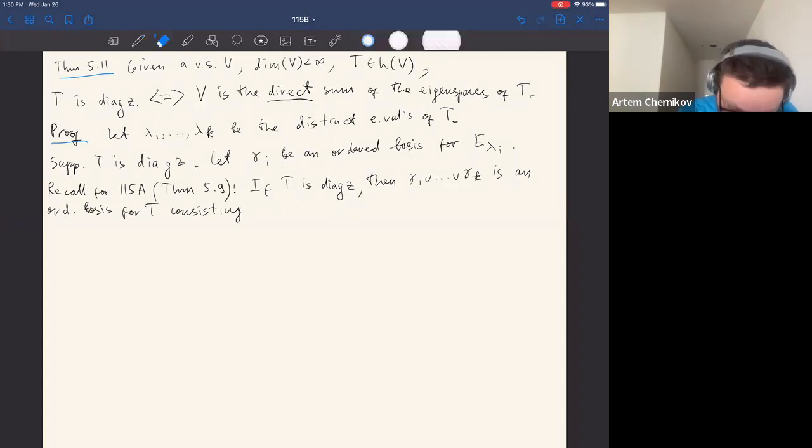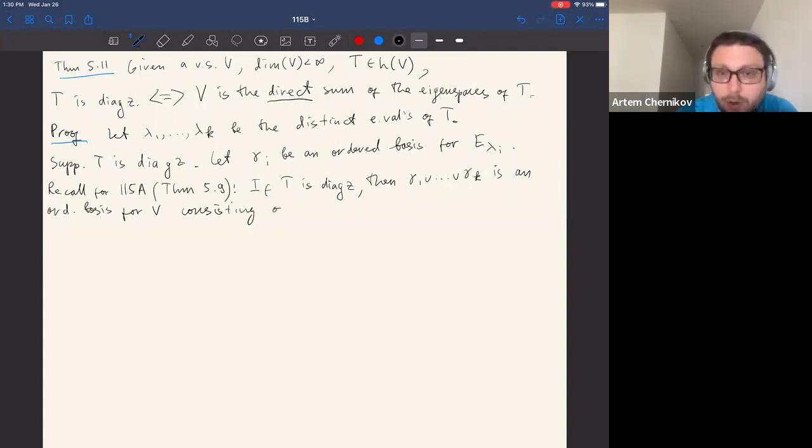Ordered basis for V, first of all. Yeah. The vector space is V here. So the ordered basis for V consisting of eigenvectors of T. Okay, so this we know already, that we can pick a basis for each of the eigenspaces and take the union. This gives us a basis for all of V.